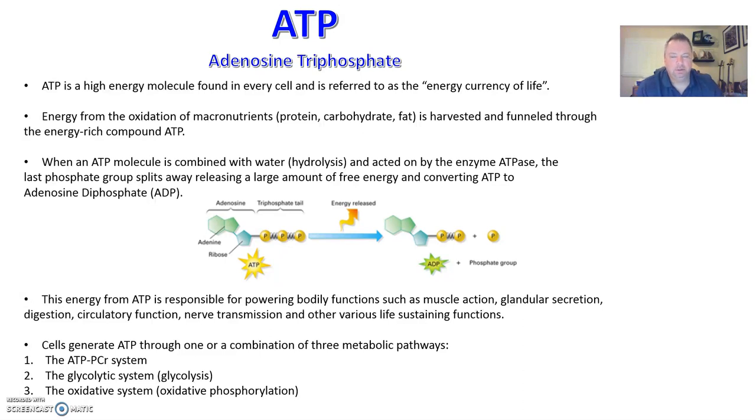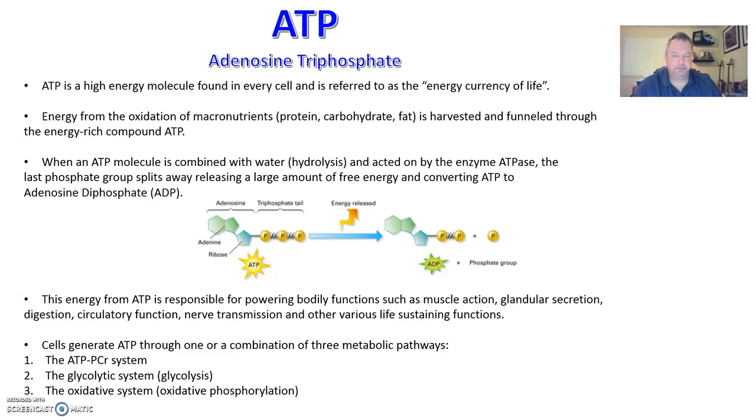When an ATP molecule is combined with water through hydrolysis and acted on by the enzyme ATPase, the last phosphate in the group splits away and releases a large amount of free energy, converting ATP to adenosine diphosphate, meaning 2. We can see that diagram here in the middle of the page. This energy from ATP is then responsible for powering bodily functions like muscle contractions, etc.